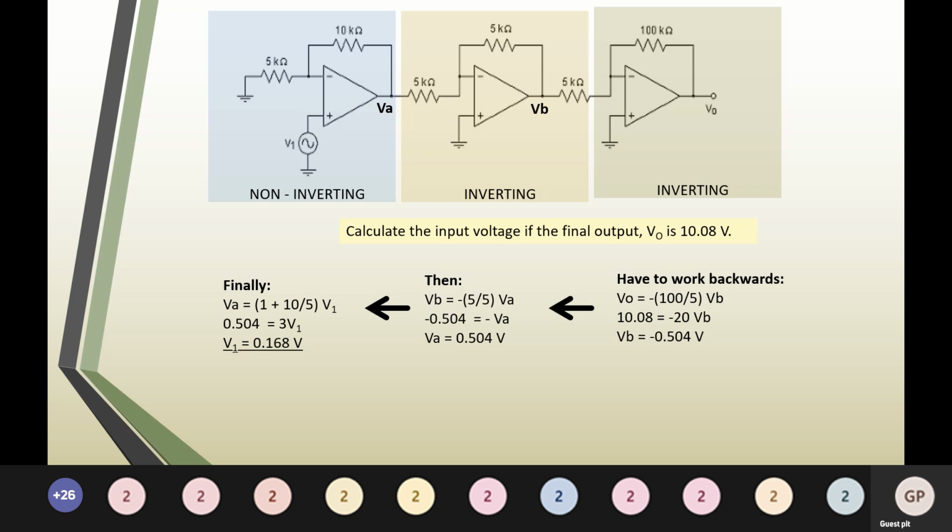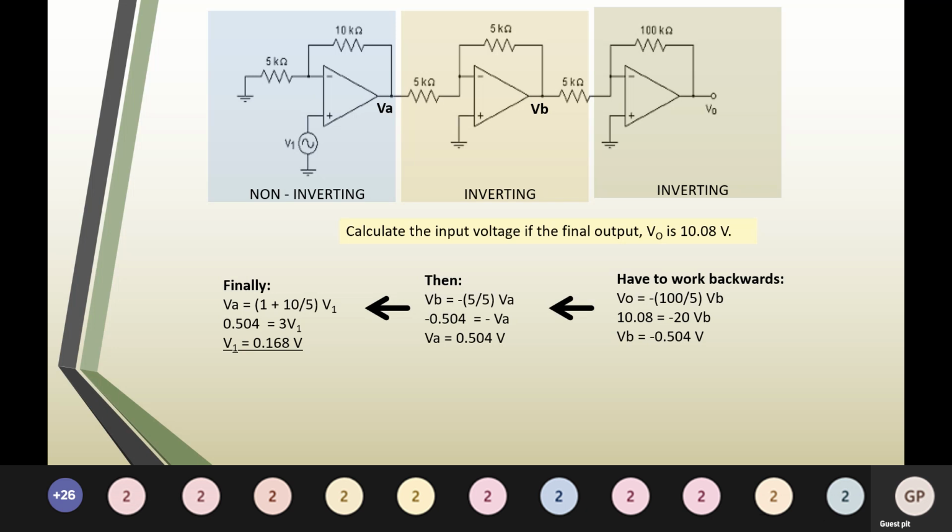It's a very, very simple circuit. You can easily do it. Yes, getting it? So non-inverting, inverting, and inverting amplifier.